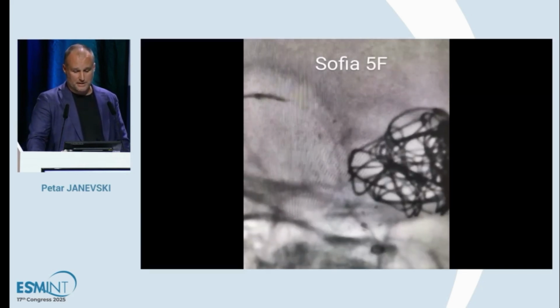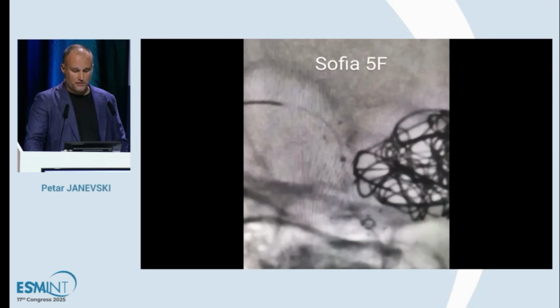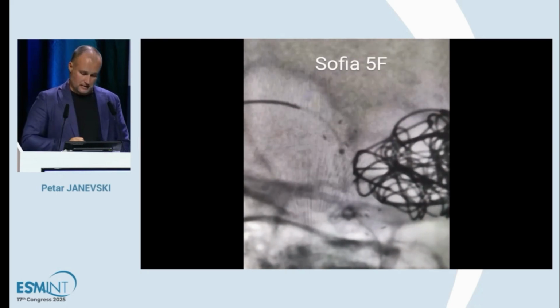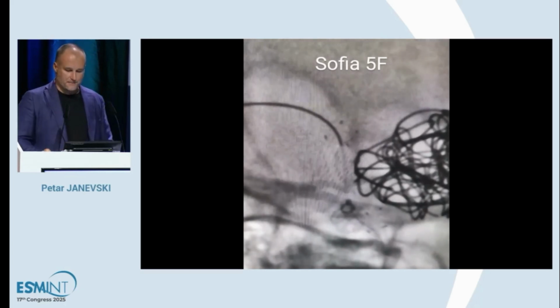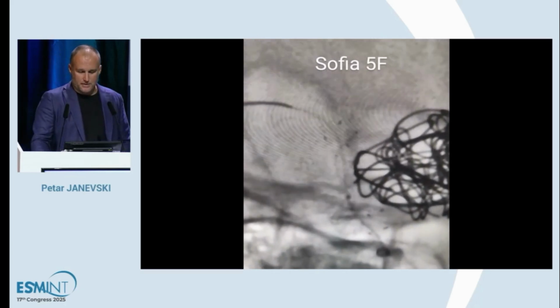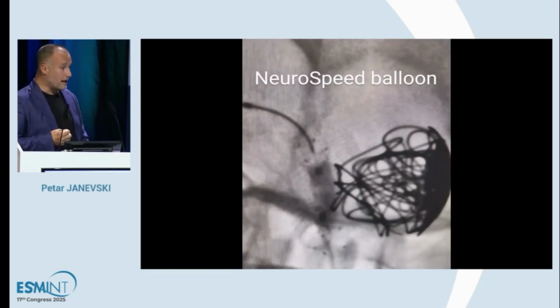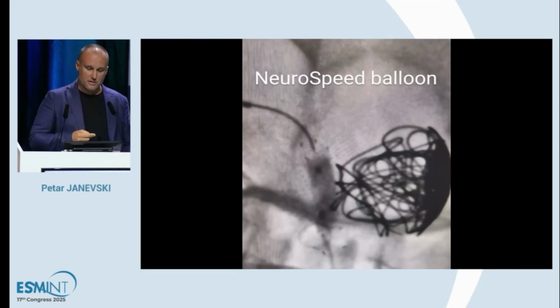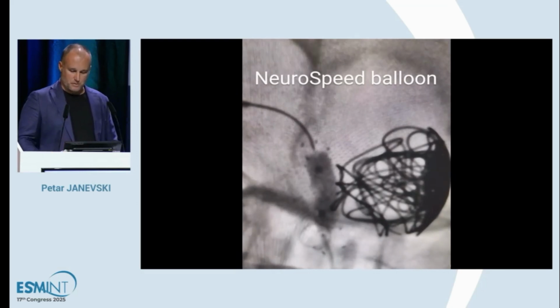And afterwards, we aspirated with the Sophia 5 till the level of the stenosis, because, of course, the Sophia could not pass the stenosis. It was a tight stenosis. So we tried first with a compliant balloon, but we were unsuccessful. Then we changed to a semi-compliant Neurospeed balloon.